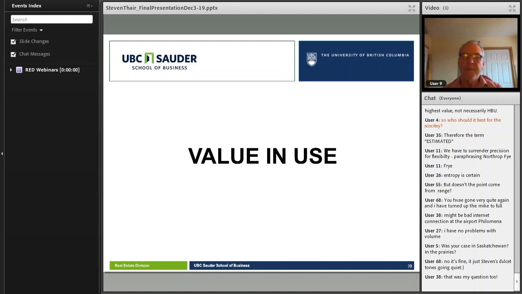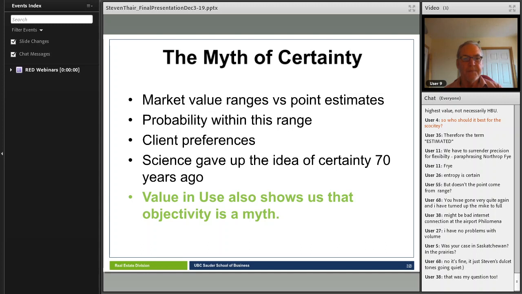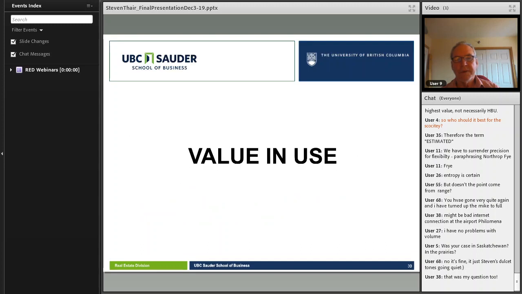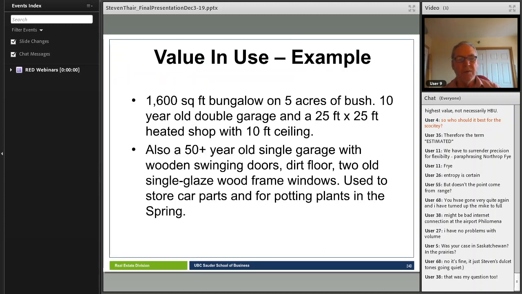Okay, so I hope you're able to see why I'm bothering to talk about objectivity and certainty. Most probable use recognizes that we shouldn't be putting as much emphasis on these ideas as we have in the past, because that's not how our world works. Certainly it's not how science works, and we really can't be all that objective.